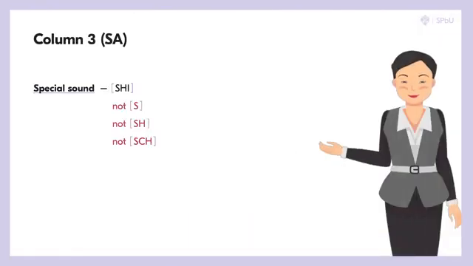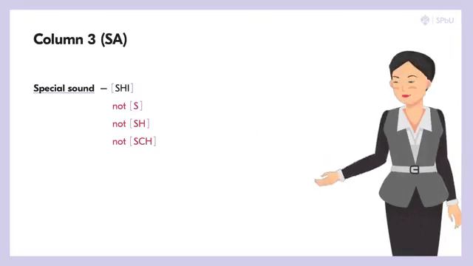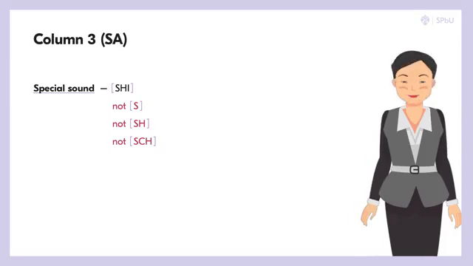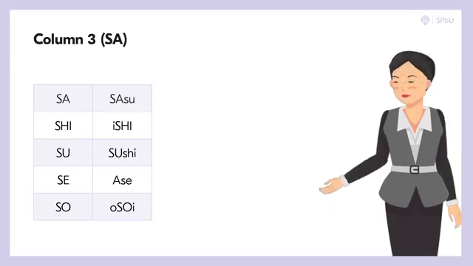The syllables of the third column begin with the sound S, which is pronounced like the English S, all the syllables but one, this one. Sometimes it is transcribed as SI, but let us agree that we will spell it as SH and I. Let us read the column, keeping in mind what we already know about the vowels. Repeat after me. Sa, shi, su, se, so. And now some words. Sasu, ishi, sushi, ase, osoi.